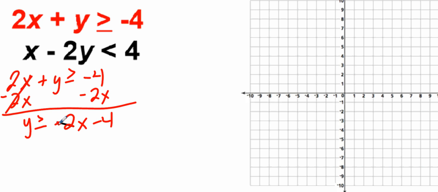Then I'm going to graph that, so I'll start at -4, go up 2 to the left 1, and then down 2 and to the right 1. Okay, and that will be a solid line because it's or equal to.